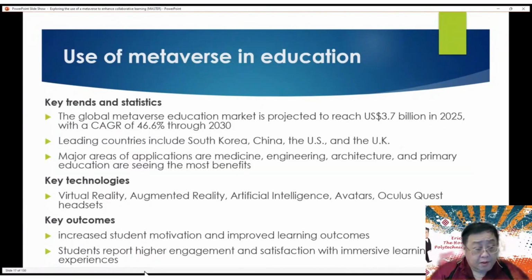All right, in a nutshell, we say that the metaverse market for education is growing rapidly in a healthy way, and the major applications are in medicine, healthcare, engineering, and architecture, and the key technologies involve virtual reality, augmented reality, AI, avatars, and the Oculus headset. And the key outcomes in terms of educational results are very important to us. Firstly, it is not only exciting and refreshing, but it has indeed been proven with evidence that the use of the metaverse increased student motivation and improved their learning outcomes.